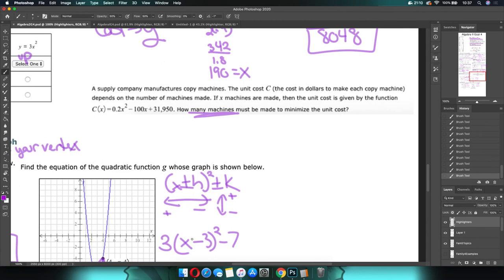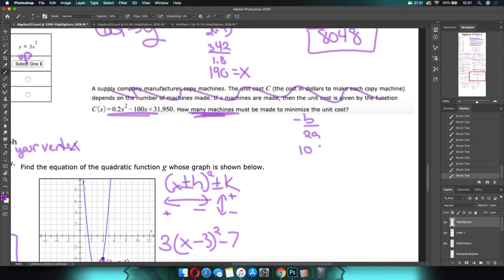And ooh, I did not give myself space. Boo. How many machines must be made? So that's opposite b over 2a. And you'll notice I didn't even read the problem. I just looked at the last question. How many machines? That's my x. And since they gave me the formula, it doesn't even matter what the context of the rest of this is. So it's opposite b over 2a.